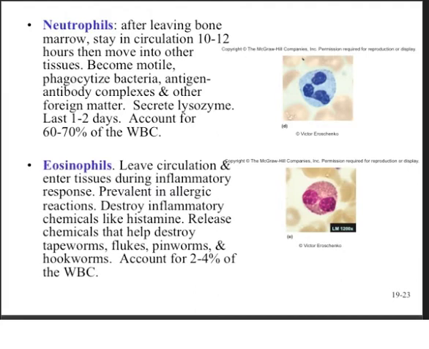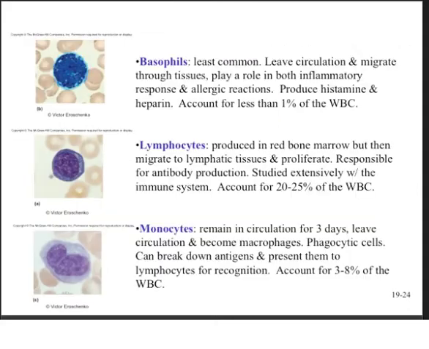The eosinophils have red staining granules in their cytoplasm and they leave the circulation in inner tissues during inflammation. They are prevalent in allergic reactions where they phagocytize antigen antibody complexes. They destroy inflammatory chemicals such as histamine and release chemicals that destroy parasites such as tapeworms, flukes, pinworms, and so on. And they account for about 4% of the circulating white blood cells.